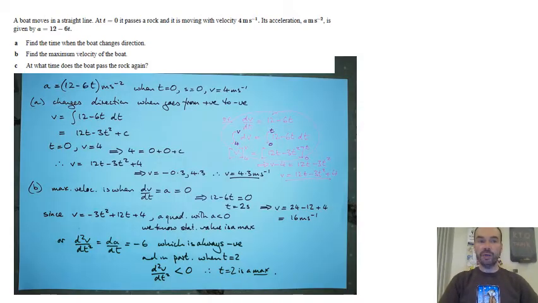Right, find the time when the boat changes direction. The boat will change direction when the velocity goes from positive to negative, or negative to positive. So in this case, the velocity was positive at the beginning, so we are looking for when it goes from positive to negative. To find the velocity, we integrate the acceleration, and we get this. We substitute those values in, and we find that c is 4, which gives us this quadratic.